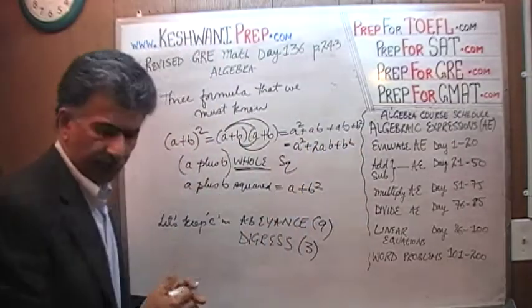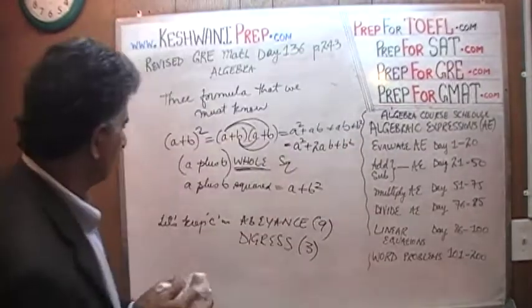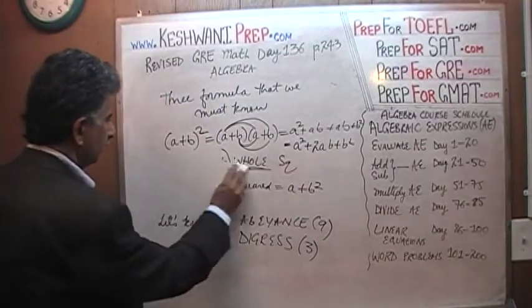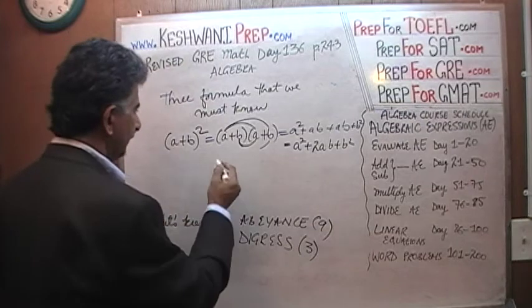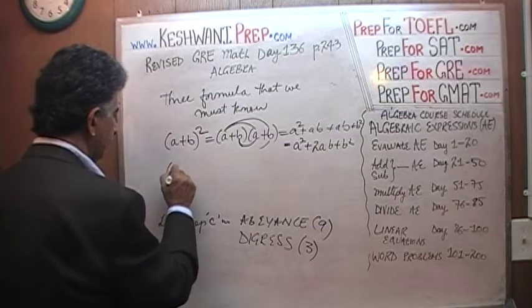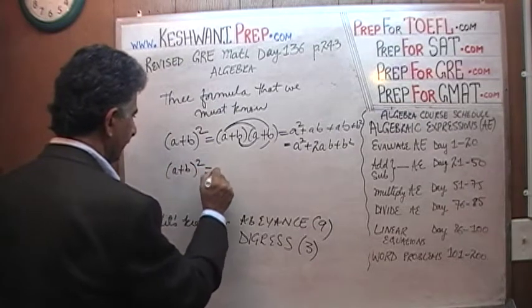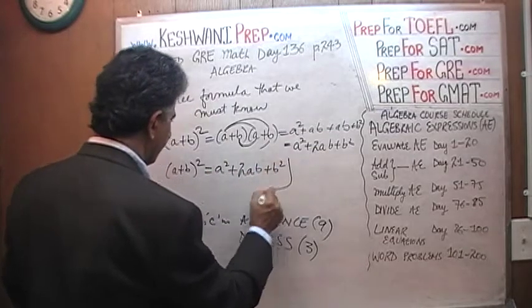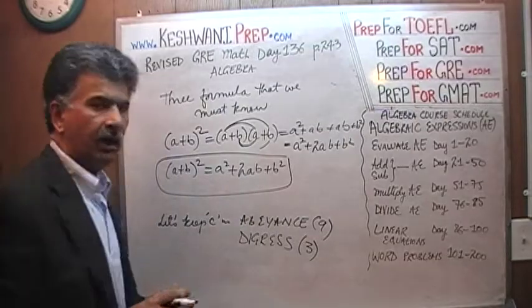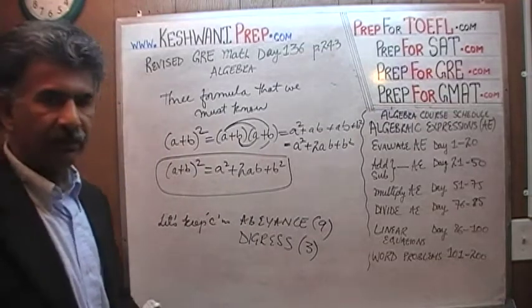It is getting too crowded. I'm going to erase most of this. I should have done it a long time ago. So what this boils down to is a plus b whole squared equals a squared plus 2ab plus b squared. You must know this formula by heart. Otherwise there is no hope.